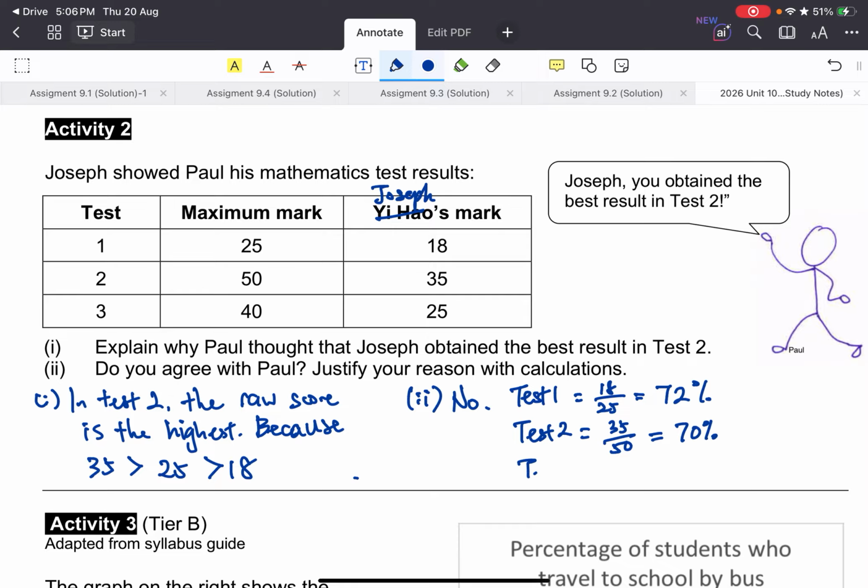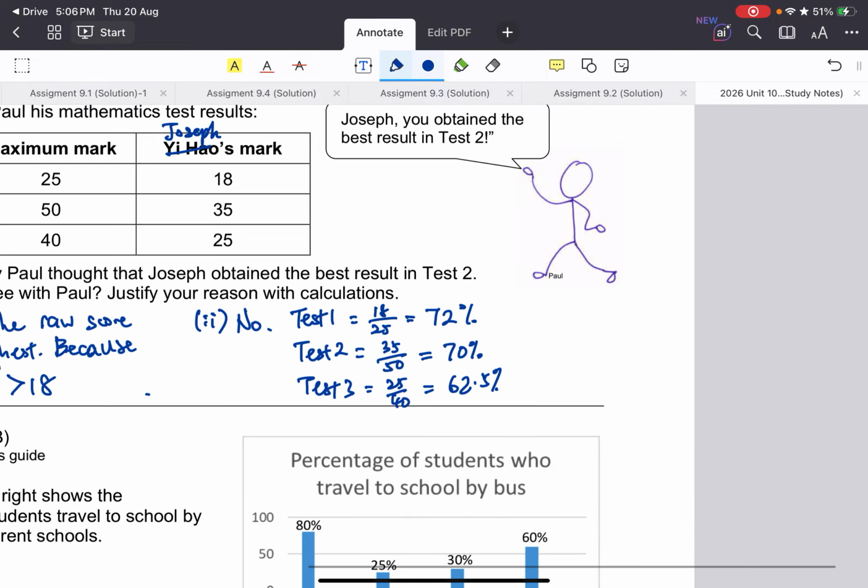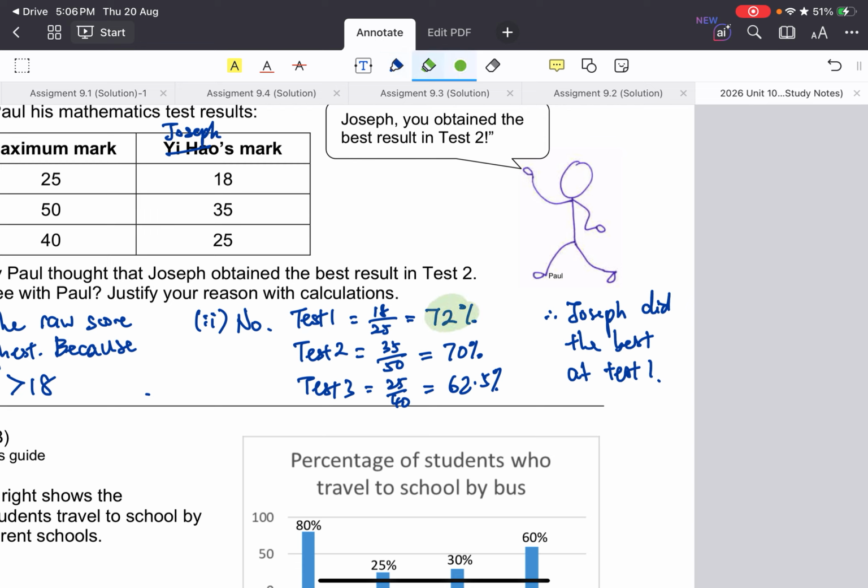And test 3 is 25 over 40, which is 62.5%. So actually Joseph did the best at test 1, because this is the highest result. So we actually compare using percentage is better because the maximum marks is different.